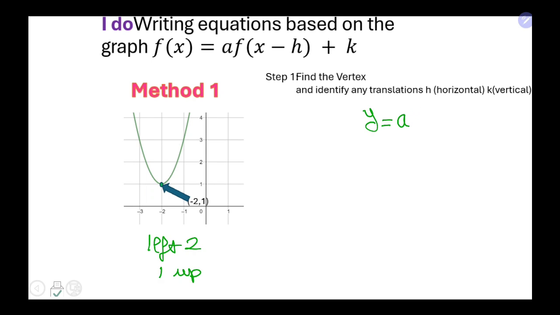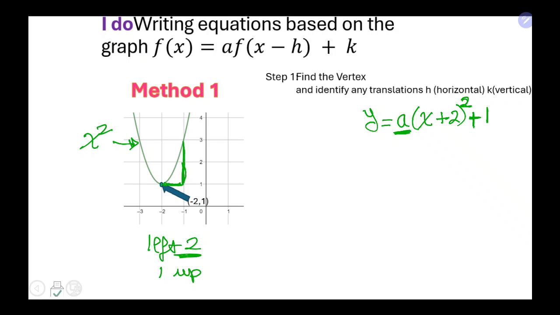So when I put it in the equation, I am going to have y equals a number that we need to find, times (x, change the sign because you're going to the left, so it's plus 2), and up 1 is outside, and we are using exponent 2. Why exponent 2? Because the parent function is x squared. Okay, how do I find this value, this constant multiplying, the stretch or compression factor? I go 1 unit, only 1 unit, and then I go up or down to touch the graph.